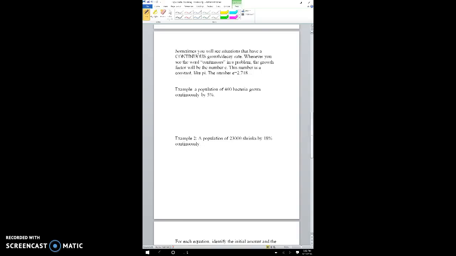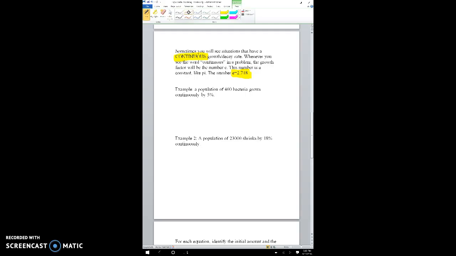Okay, so sometimes you're going to see situations, word descriptions where you have to write the equation, and you're going to see the word continuous in it. Continuous. That should be a huge flag for you. Anytime you see a problem that has the word continuous growth, it grows at 5% continuously, or it decays at 11% continuously, the growth factor you're going to use is this number E right here. E is a constant like pi. It stands for an amount that's about equal to 2.718.